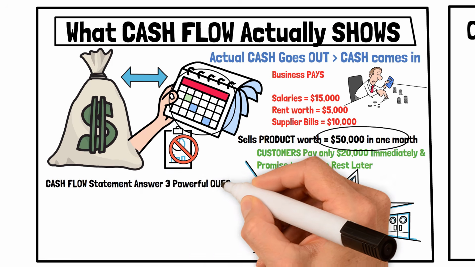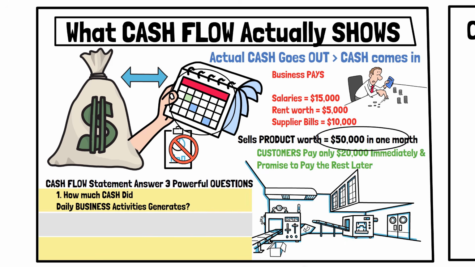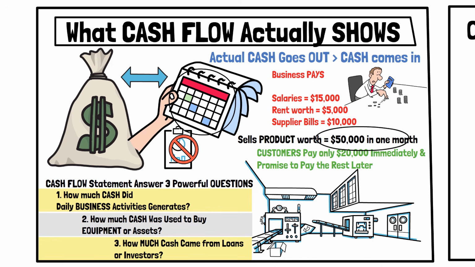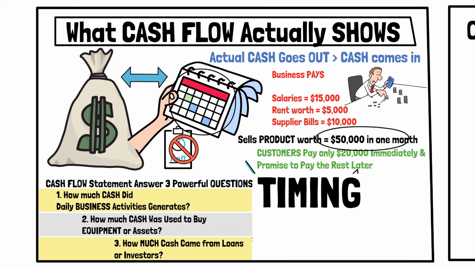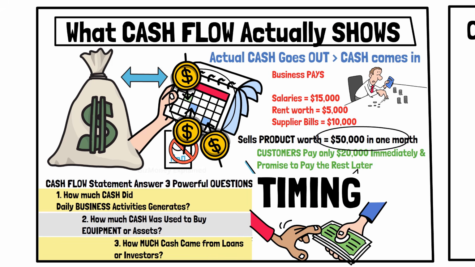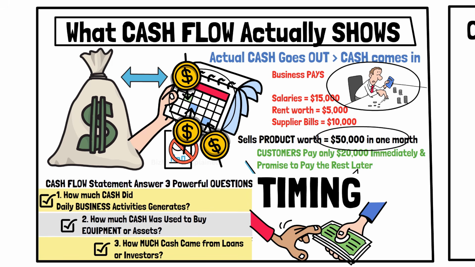It answers simple but powerful questions. How much cash did daily business activities generate? How much cash was used to buy equipment or assets? How much cash came from loans or investors? Another key point is timing. Cash flow depends on when money moves, not when sales are recorded. An invoice does not pay bills, cash does. This is why many profitable businesses still struggle. Understanding this statement helps prevent surprises, missed payments, and sudden financial stress.